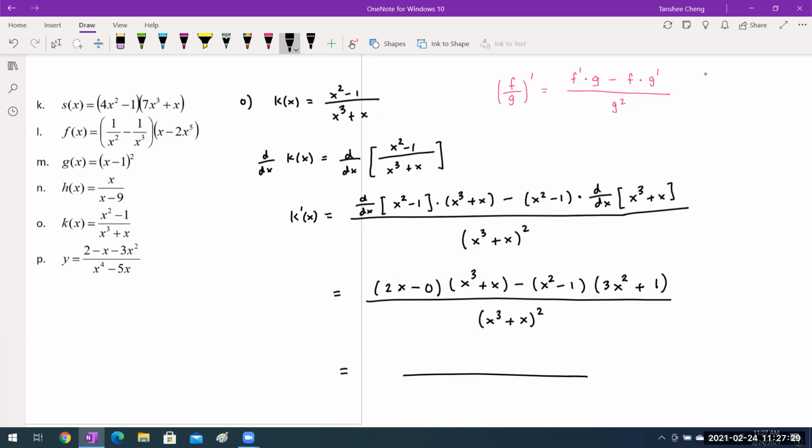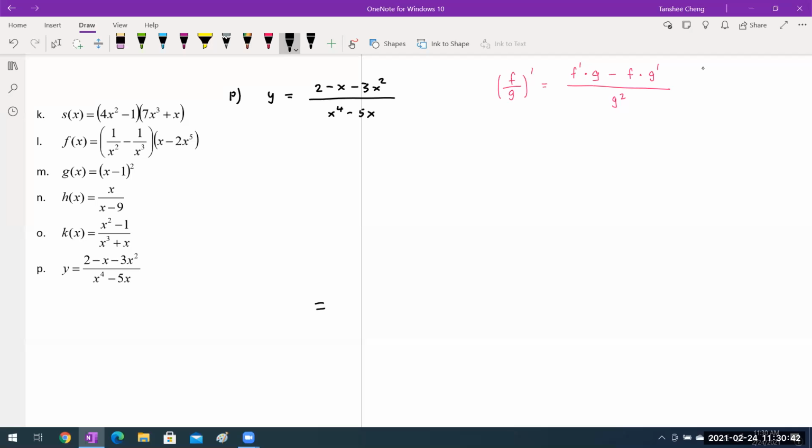So my final answer will be, I will simply put it down as 2x, x to the third plus x, minus x to the second minus 1 times 3x squared plus 1, and all over x to the third power plus x to the second power. And your textbook answer may simplify it all the way through. So in that kind of situation, once you get to this step, if it is not the same as your textbook answer, you might want to simplify a little bit further to see if you got the same answer or not.